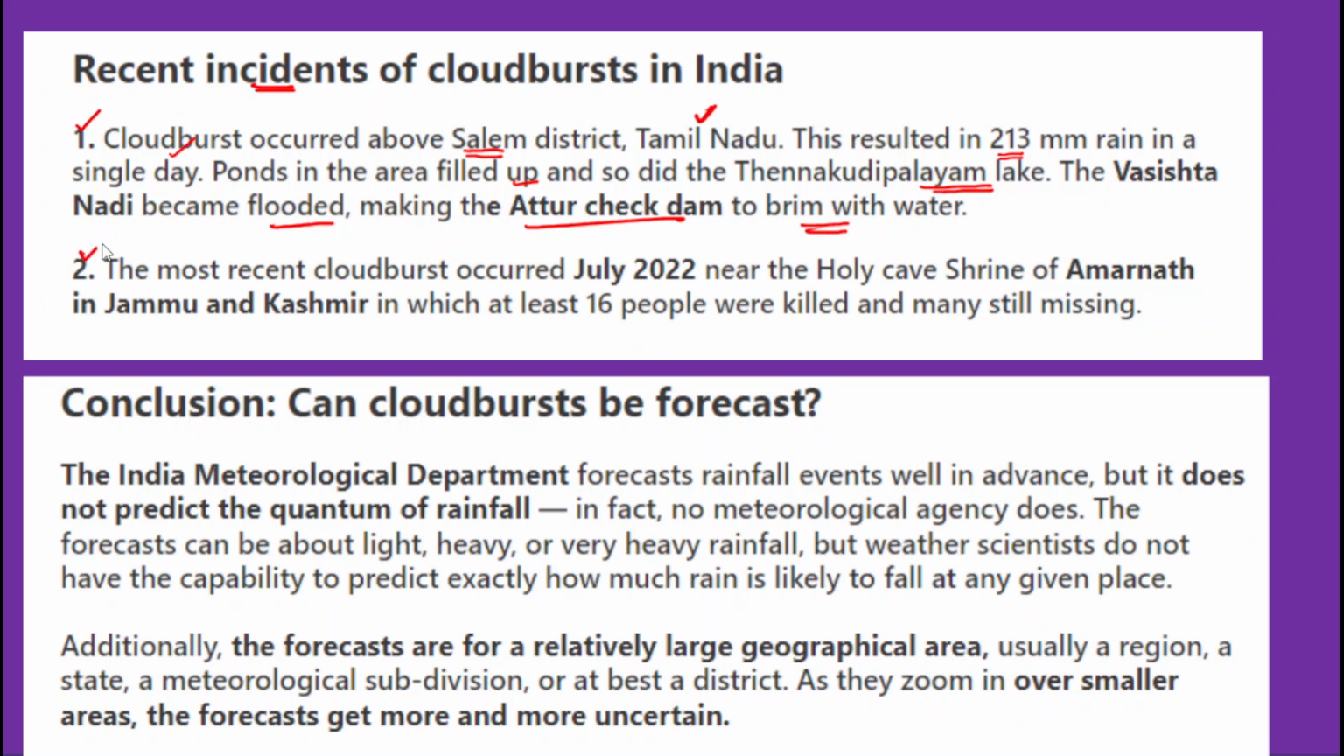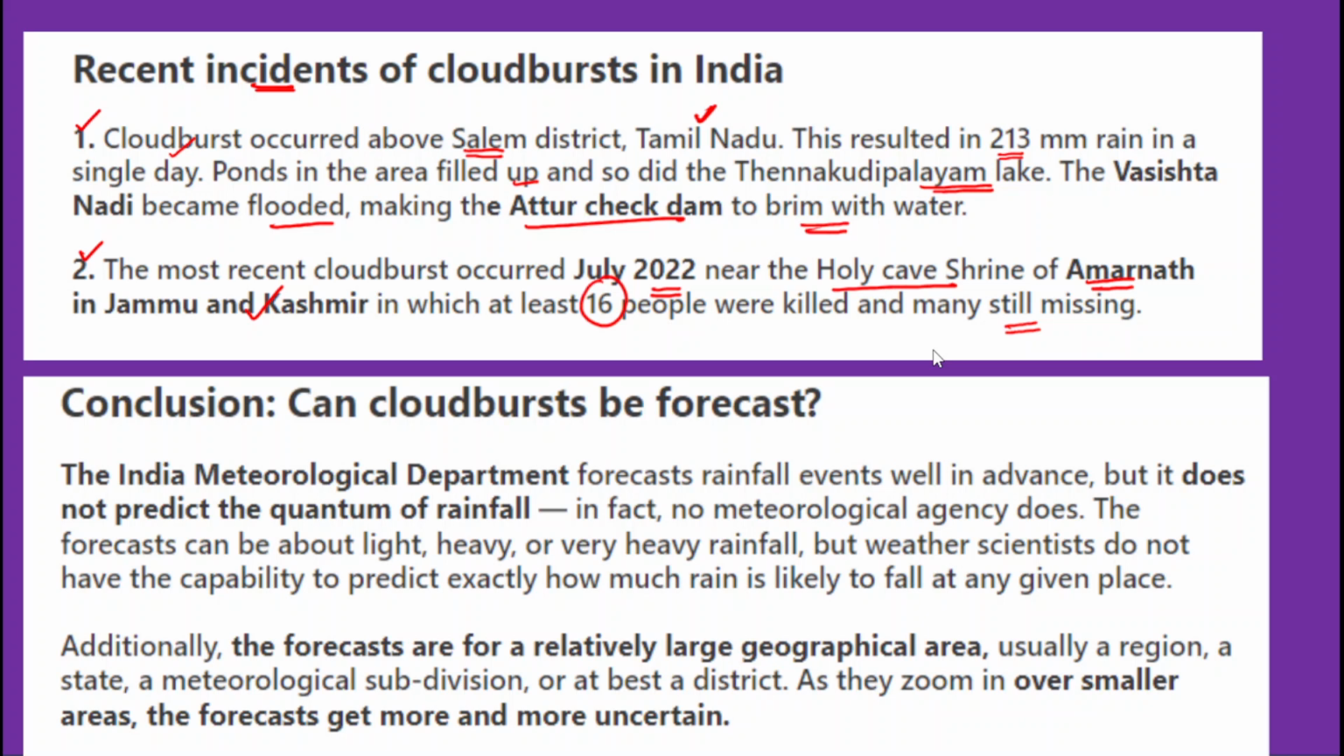After that, we need to talk about the cloudburst that took place in the Himalayan region. The most recent cloudburst occurred in July 2022 in the Himalayas, near the holy cave shrine of Amarnath in Jammu and Kashmir, in which at least 16 people were killed and many were still missing.